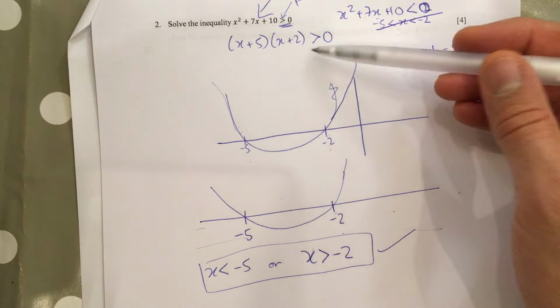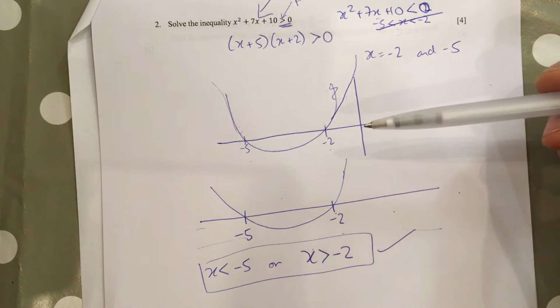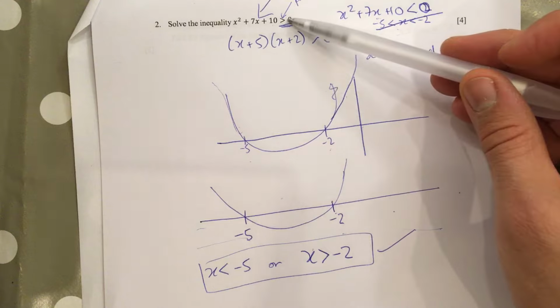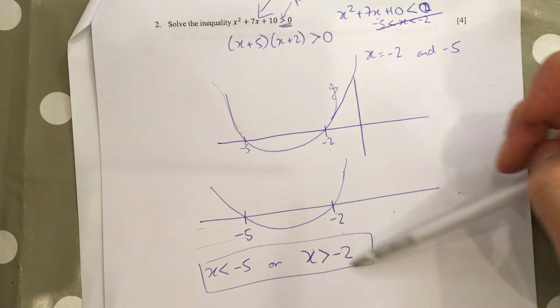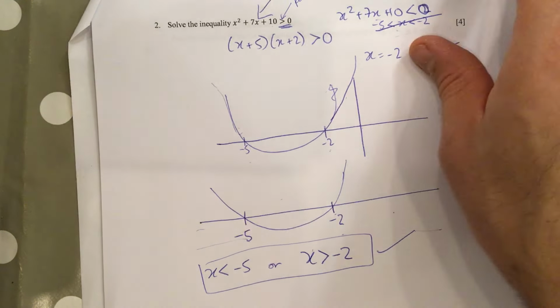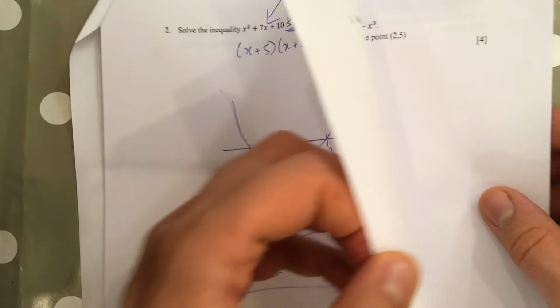The crucial thing is, if it's a positive quadratic, it's positive almost all the time, apart from between the roots. And so here, positive outside, above the top root and below the negative root. Below the lower root, not necessarily the negative root.